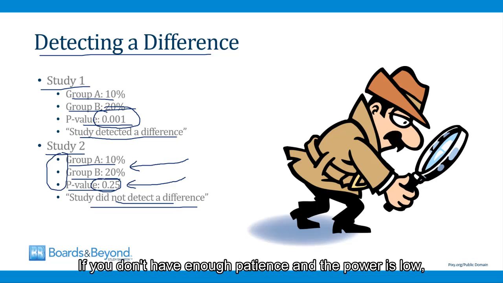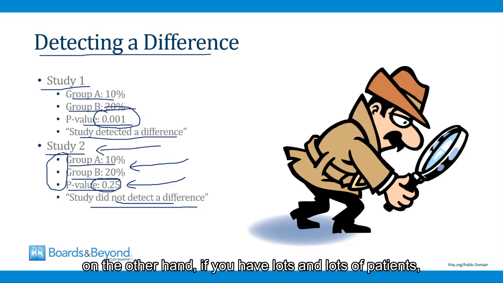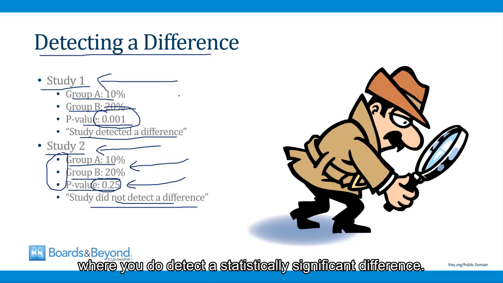If you don't have enough patients and the power is low, you will often get the outcome of study 2. On the other hand, if you have lots and lots of patients, you're more likely to get the outcome in study 1, where you do detect a statistically significant difference.